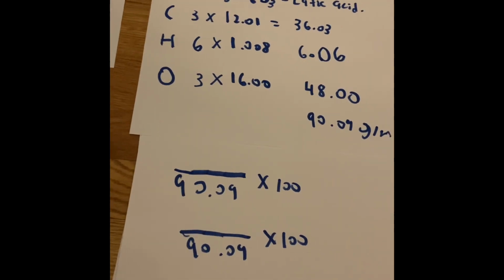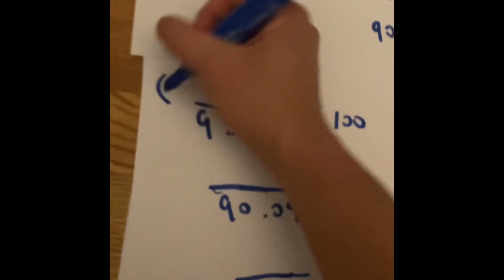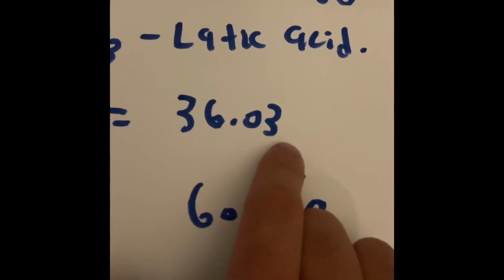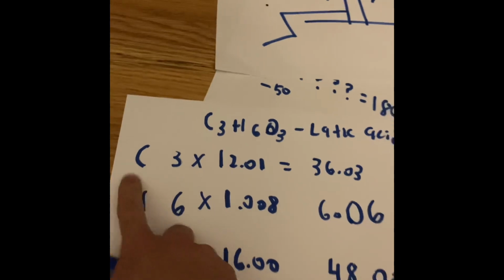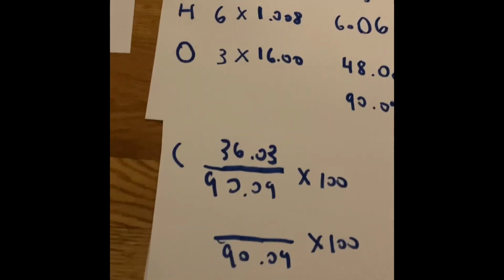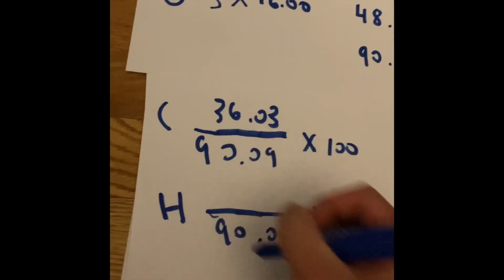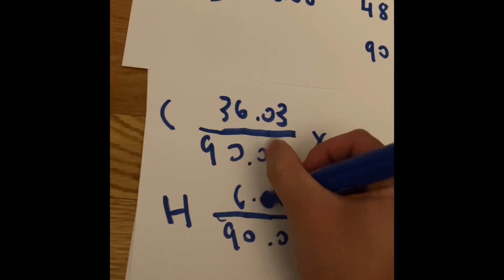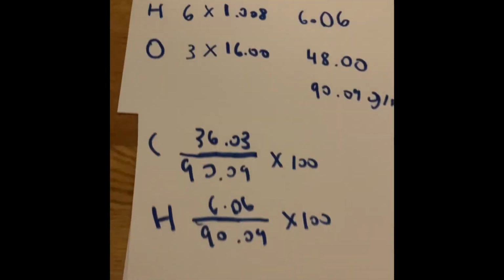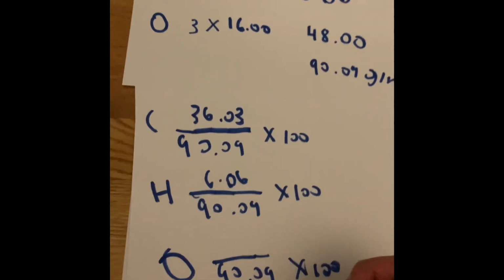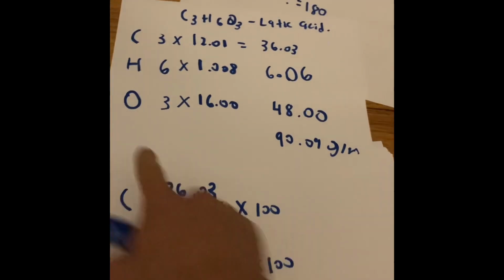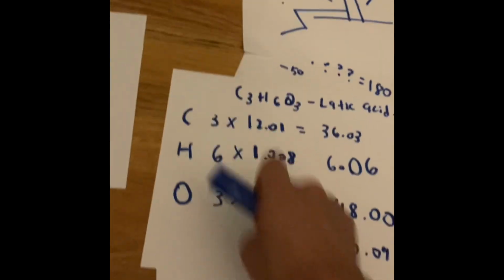So if we take a look at carbon, for example, we reported that carbon is 36.03, and that is just for 3 carbon atoms. So we are going to put that right here, 36.03. For hydrogen, we are going to put 6.06, because that is how much hydrogen is represented in this compound. Same thing goes for oxygen, and we're going to say 48 even, because that is the molar mass just for the 3 oxygen atoms in that compound.